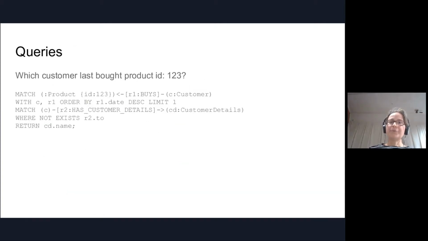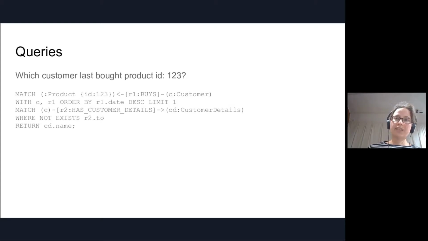So let's have a look at some queries, and some of the types of queries we might ask around this. So maybe we want to know who was the last customer to have bought product with ID 123. So you can see there, we do a match product with ID 123, buys customer. So you can see we're going the other way around, from product to customer. And we've got a variable name for the buyer's relationship and the C customer label.